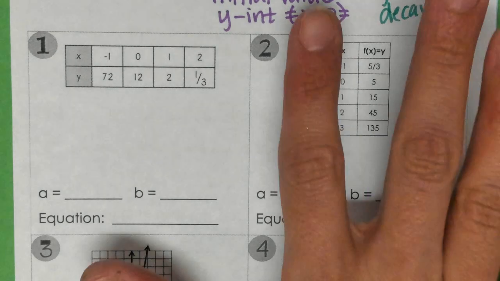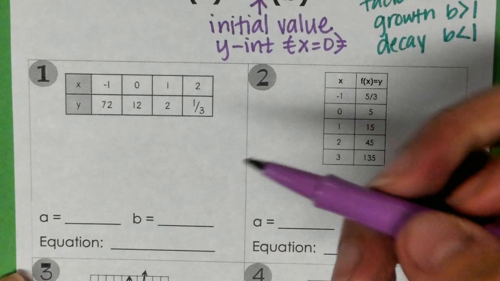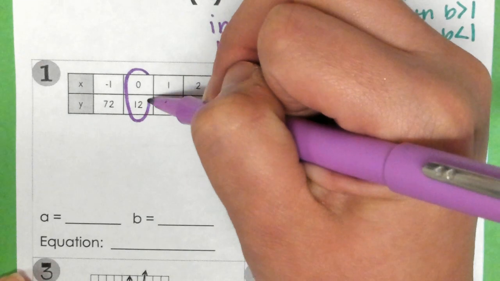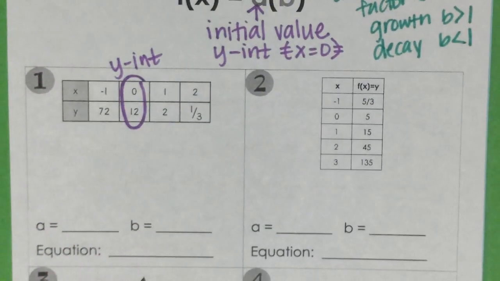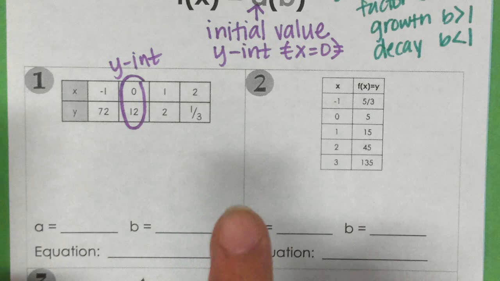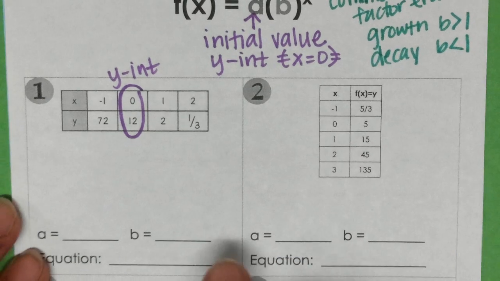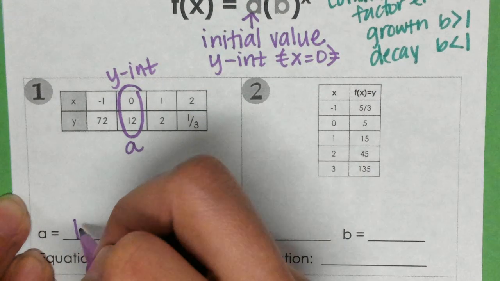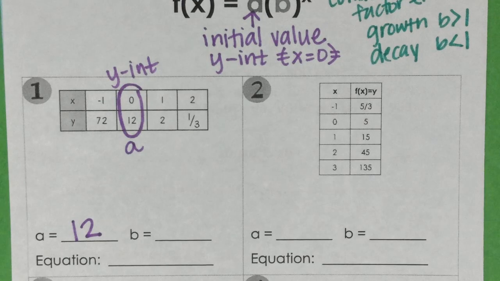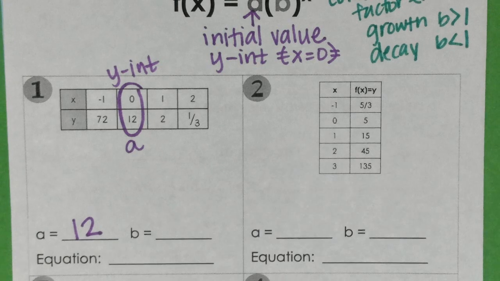A, as we discussed, was this idea of the y-intercept, or my initial value. We find this where x is equal to 0. So in this case, x is equal to 0 and y is 12. Here is your y-intercept. Notice it's not the starting value, because the table goes on for an equation in both directions. But it is my y-intercept. This is my a value. So a is equal to 12. To find the b is a little bit different.